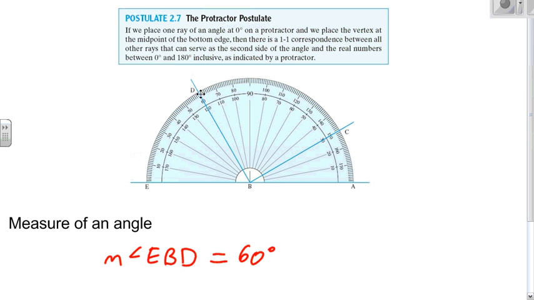We could also do angle DBC. So that goes from 60 to 150. You can find its measure by subtracting. 150 minus 60 is 90.